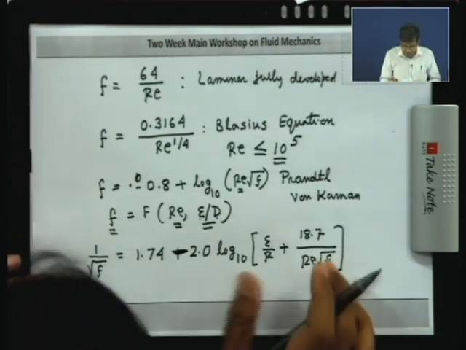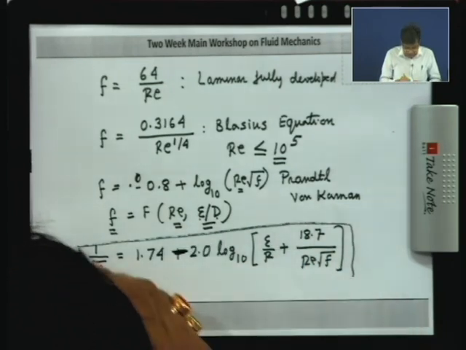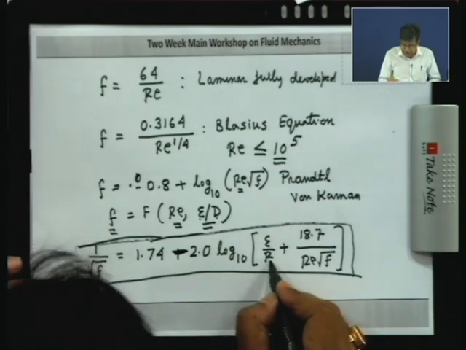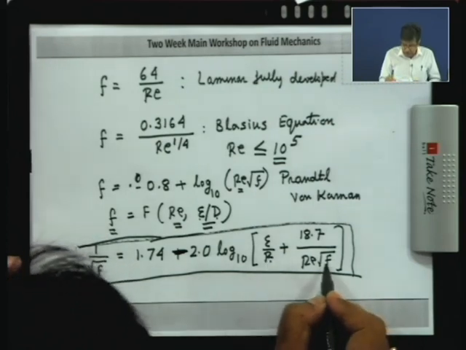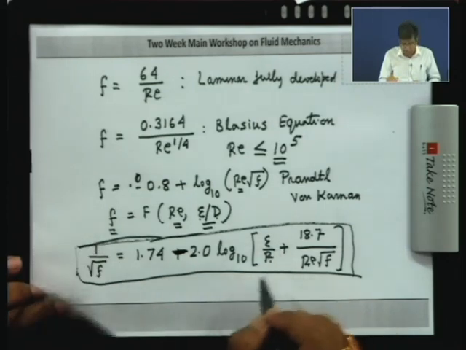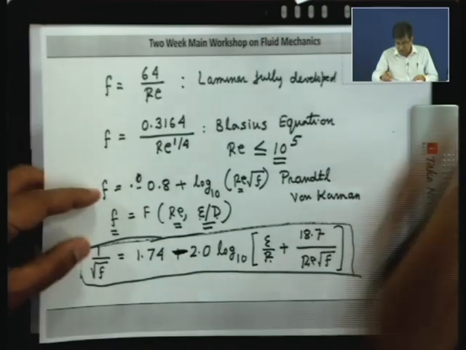That means this is a philosophy, that researchers developed this type of equation where the friction factor depends upon the Reynolds number and also upon the relative roughness. Here R is the radius of the tube.